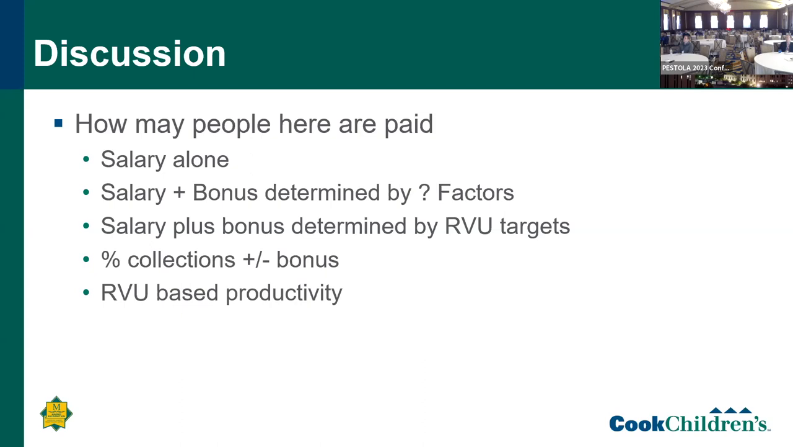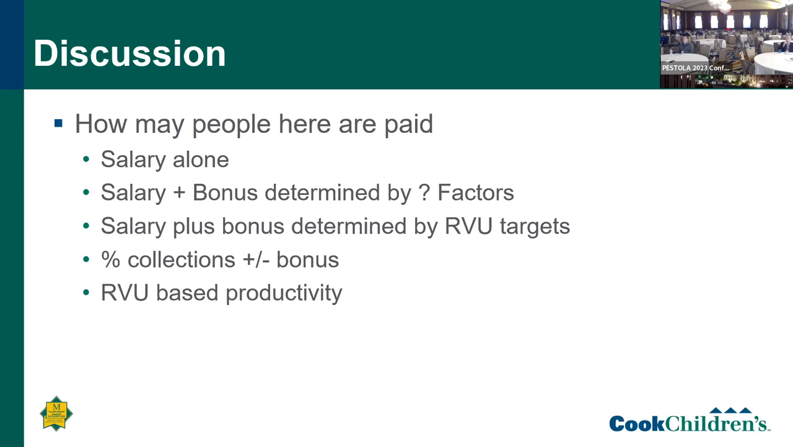How many people are paid on a salary collection, plus or minus a bonus? So you heard about the fact that you charge, you collect money, and they divide out the money in the group by how much you collected. But then what about who's going to pay your nurse? And then how many people are on RVU-based productivity? And what difference does it really make?